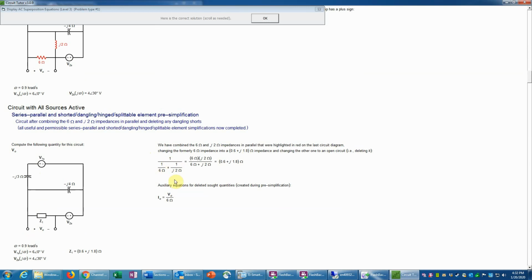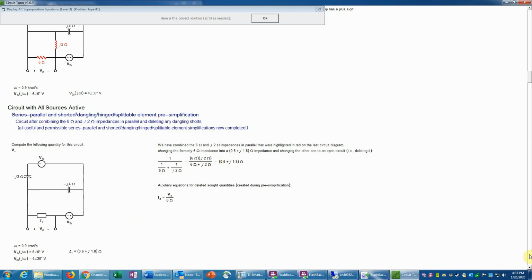And so now remember that when you combine impedances in parallel, we have to take the reciprocal of the sum of the reciprocals of each of the two values. So we have the 6 ohm and we have the j2 ohm, the inductive impedance. And we could use the product over sum form, but really it's probably easier on a calculator just to use this directly. And then when we compute that, we would get 0.6 plus j1.8 ohms. And then we look and see, well, are there any other simplifications possible? And in this case, we'd have to say no.